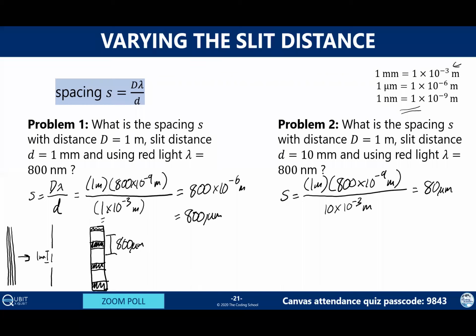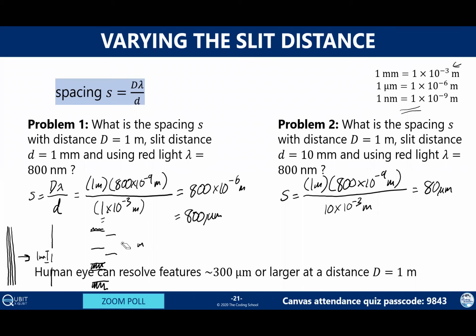Now, for some context on what this means, the human eye can resolve features, so differences, that are at least 300 micrometers apart at a distance of 1 meter. One way to imagine this is if I'm sitting a meter away from my computer screen, I could see the difference between two pixels if they are more than 300 micrometers apart. If they're closer than about 300 micrometers, then your eye can no longer tell the difference between the two pixels.